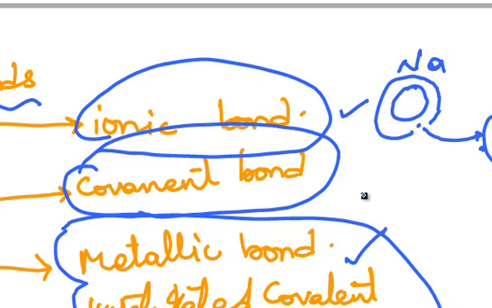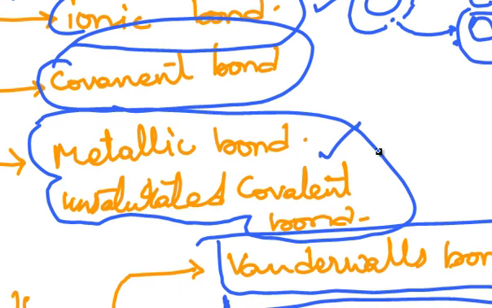Metallic bond. The bond which results in the formation of sharing of variable number of electrons by variable number of atoms is called metallic bond. This bond is present in metals. This can be considered as unsaturated covalent bond. This bond is found in sodium, copper, gold, aluminium, silver, etc.